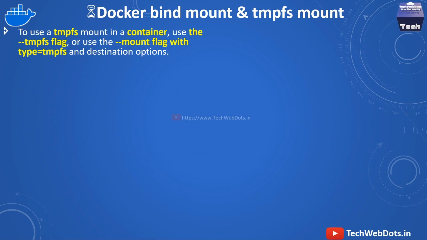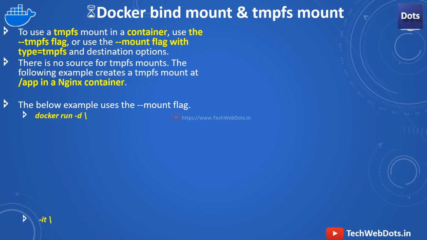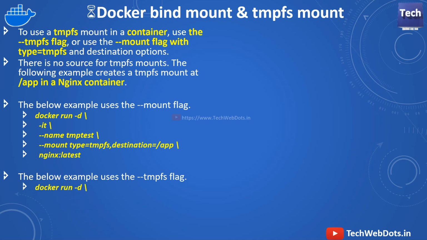To use a temp file system mount in a container, use the tmpfs flag, or you can use the mount flag with type tmpfs. Very simple. There is no source for a temp file system mount, and the following example creates a temp file system mount at the app folder in the Nginx container. So we know docker run creates a container, and this is the traditional command through which we can create a container, right?